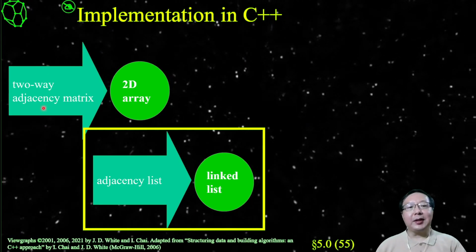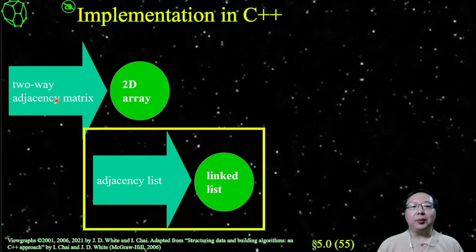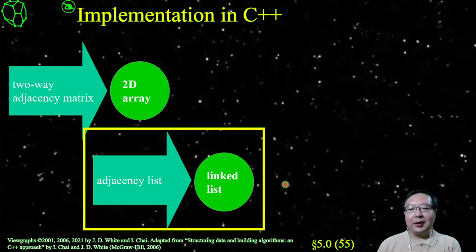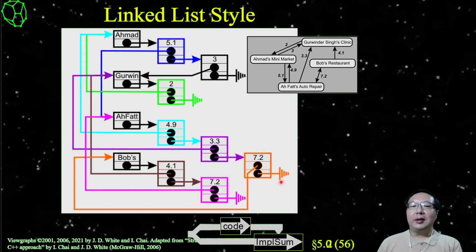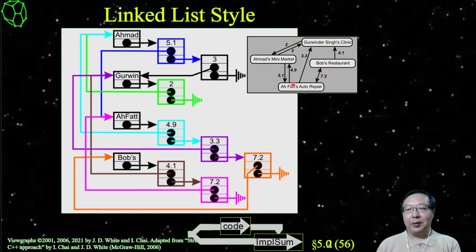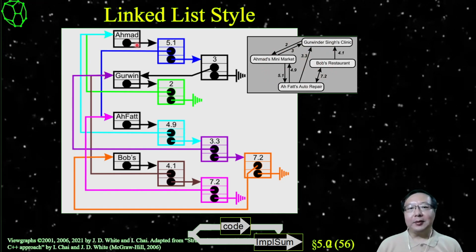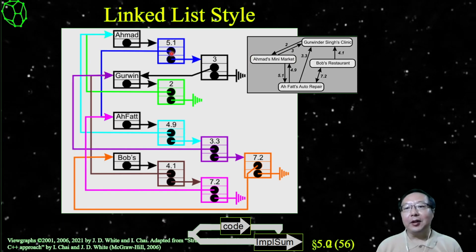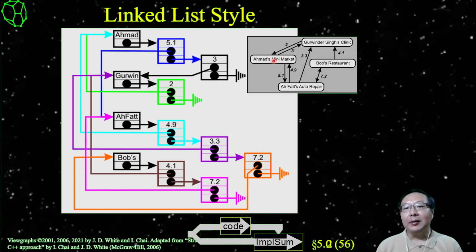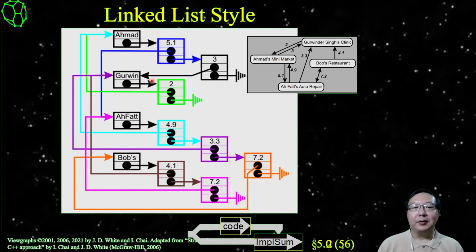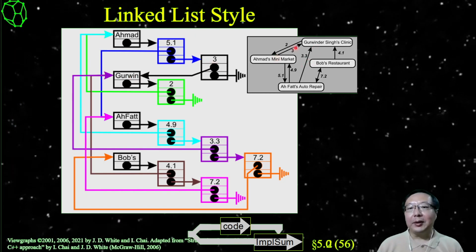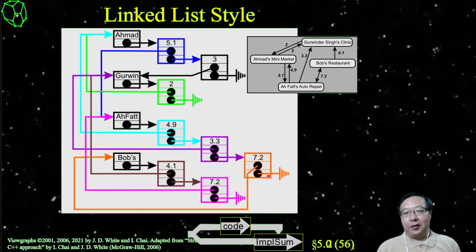So we have discussed how to implement in C++ using a two-way adjacency matrix. Now let's look at adjacency lists, which we have to implement using a linked list. In the linked list style, this is the diagram for that same village that we showed you in the picture. See, from Ahmad, there's 5.1 kilometers to go to Arfat. And 3 kilometers to go to Gurwinder. So Ahmad, there's 3 kilometers going to Govinda, and so on for all of these.